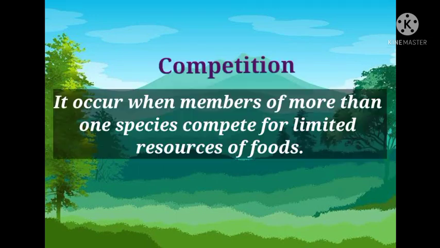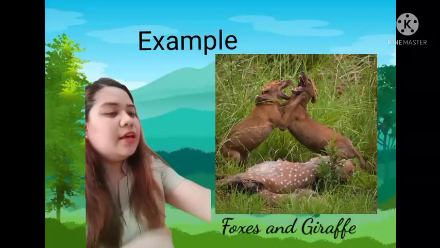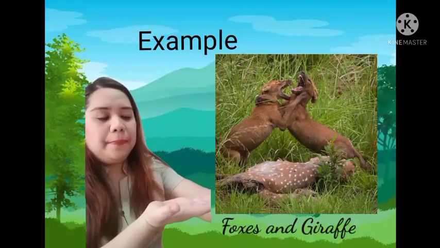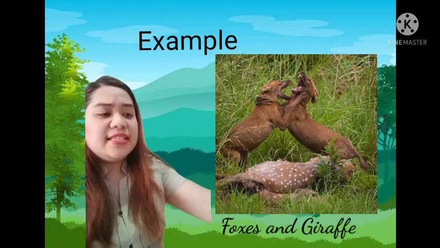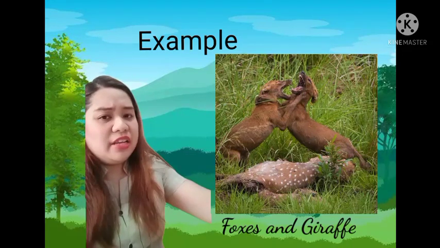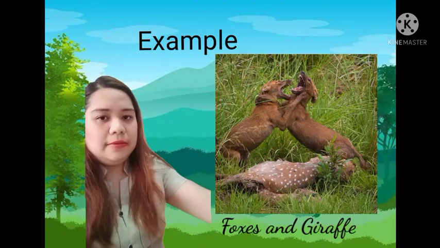And lastly, competition. It occurs when members of more than one species compete for limited sources of food. An example of competition: there are two predators and one prey. They need to compete with each other because of the limited source of food. In this case, both organisms are involved. They are harmed or affected negatively.